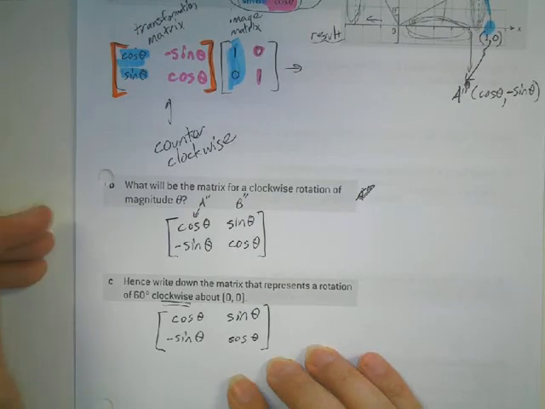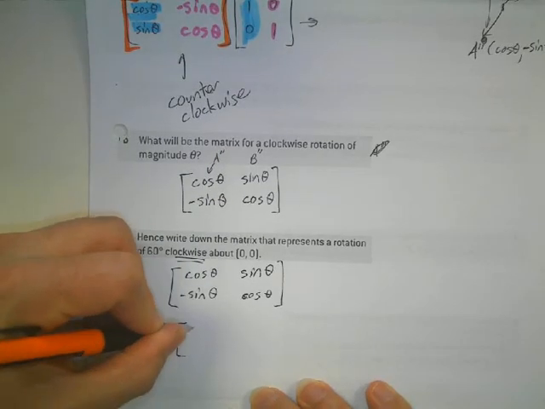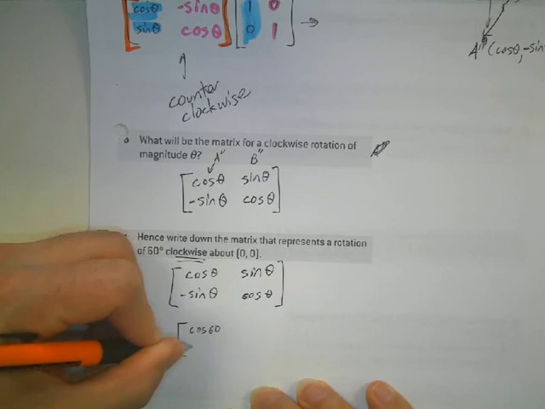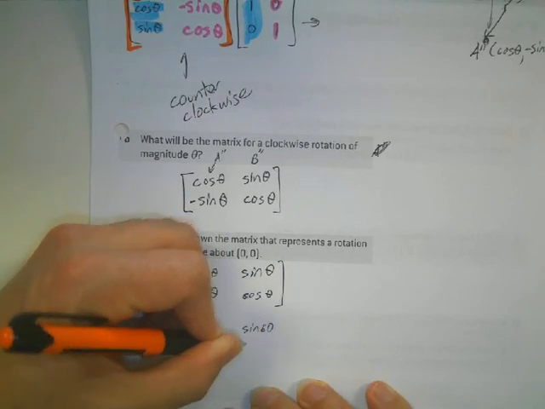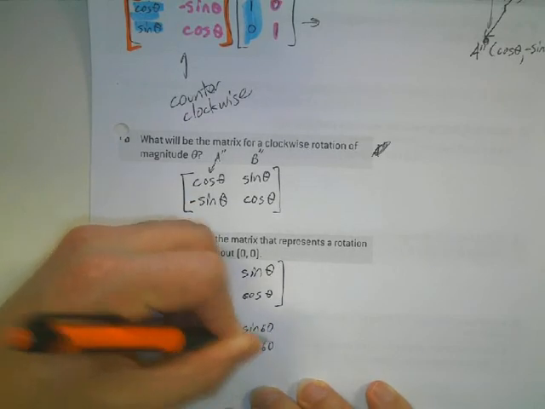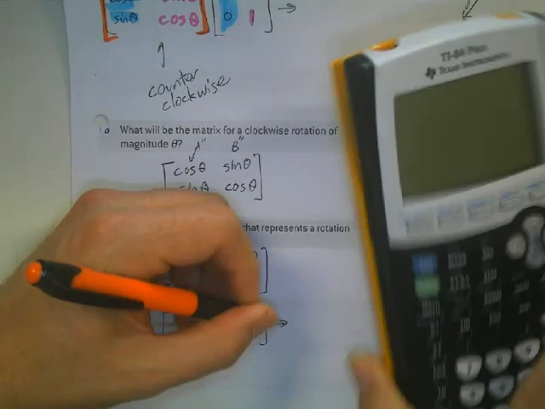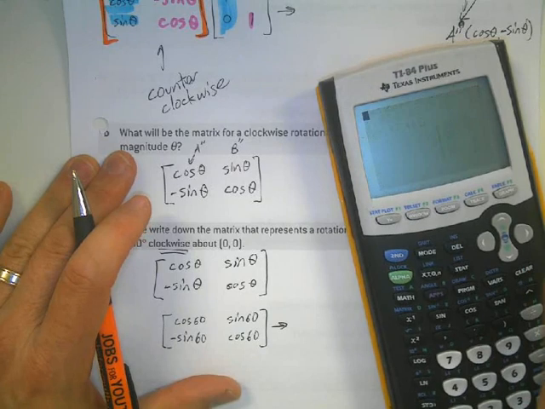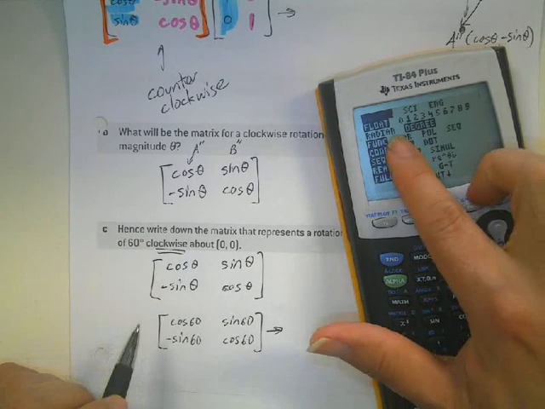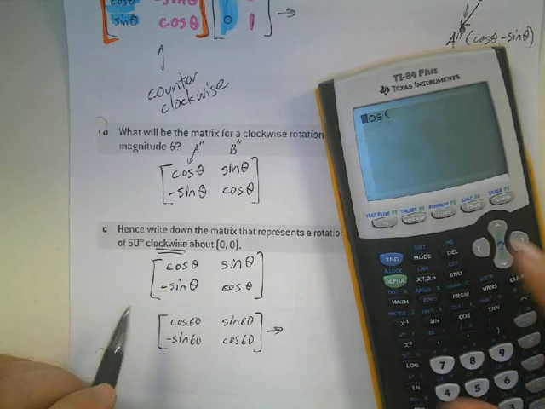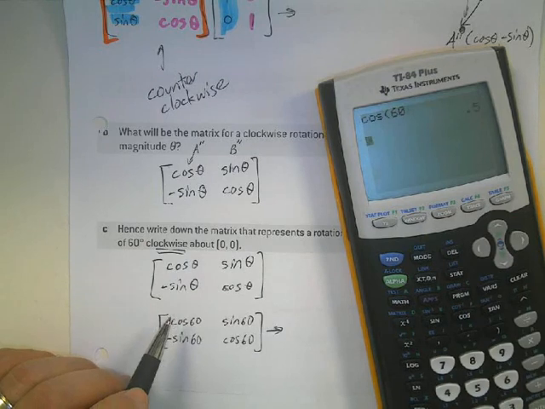If I'm going to go 60 degrees, let's plug in 60 degrees: cosine 60, negative sine 60, sine 60, cosine 60. I'm going to get out my calculator, because we're allowed to use it. Make sure you're in the right mode, degree mode. Okay, good. Cosine 60 gives me 0.5.